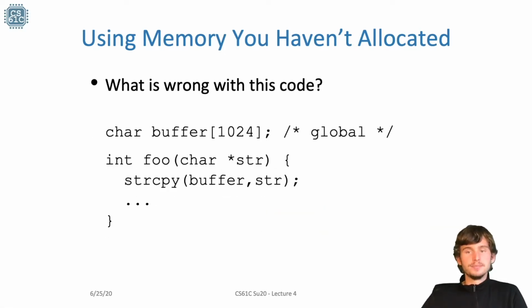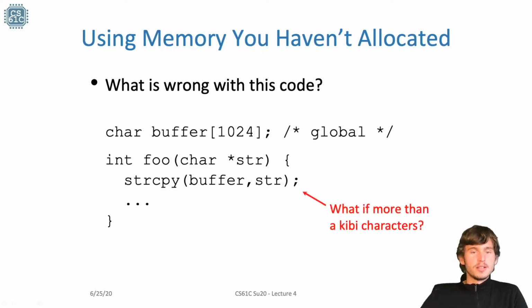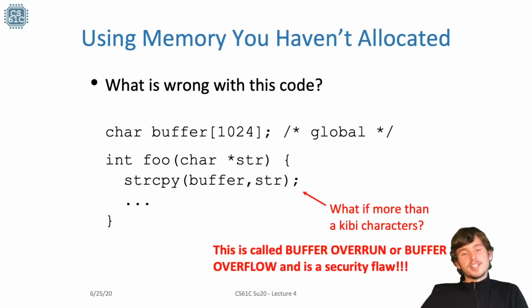How about this code? Well, what happens if the string I'm trying to copy is more than a kibi? Because we only allocated one kibi, which is up here, 1024 bytes. So this is actually called a buffer overflow or buffer overrun, and this is the massive security vulnerability that allows hackers to jailbreak iPhones or do that kind of stuff. So you should be very careful if you have a buffer that is on the stack, and you should make sure you never actually write beyond the bounds of that.